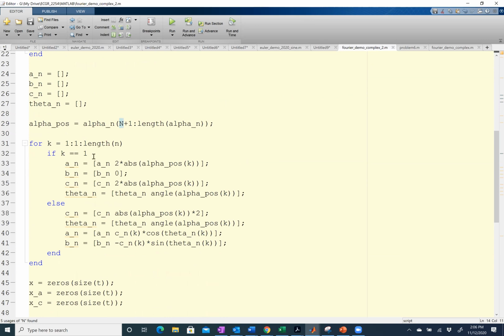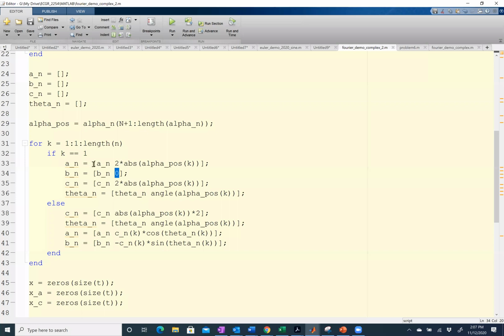So notice what I've done here. When k equals 1, what's the frequency then? If I'm looping through the n vector, what's the first entry in the n vector? 0. And when n equals 0, what's special about n equals 0? DC term, right? So notice what I did here with the DC term. Well, there never is a b of 0 value.